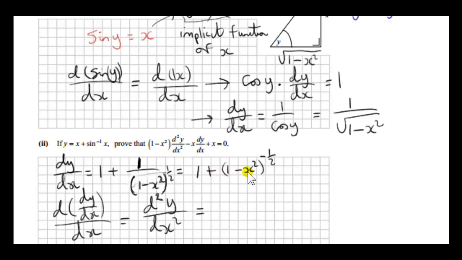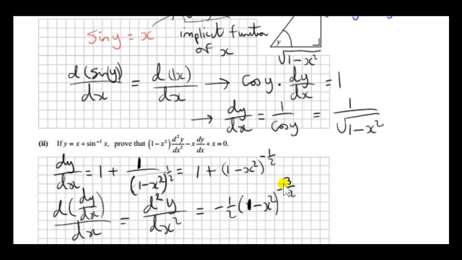So the derivative of 1 is 0, of course. Now we treat this thing as a single term, like it's x to the power minus a half. If we differentiate around the brackets, we get minus a half in front of the brackets times whatever's inside the brackets to the power of minus a half minus 1. That's minus 1 and a half, or minus 3 halves.